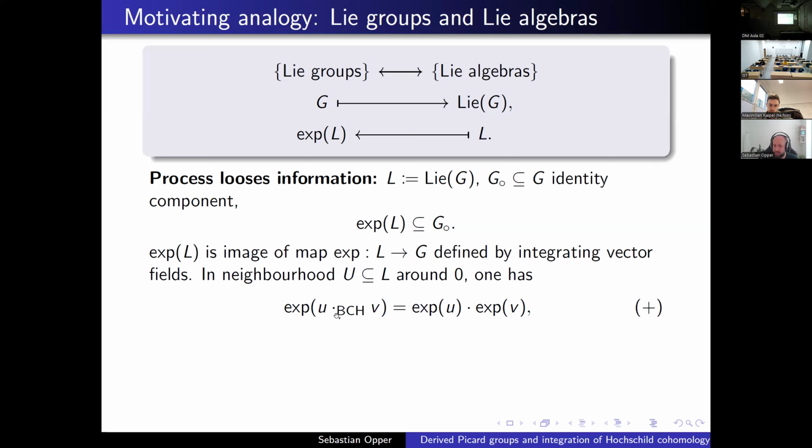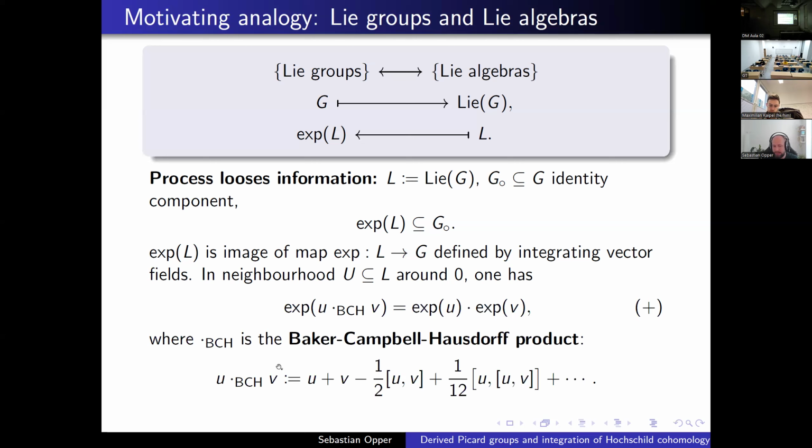There's a sort of distinguished element, as long as you're close enough to zero. And this product here is called the Baker-Campbell-Hausdorff product. It first starts as an addition of U and V, but then this is deformed by terms, in a series, which have some fractions, and then this continues by having more and more nested, iterated brackets of U and V.